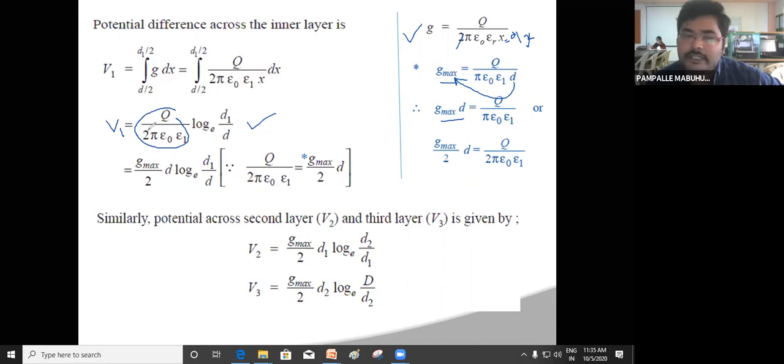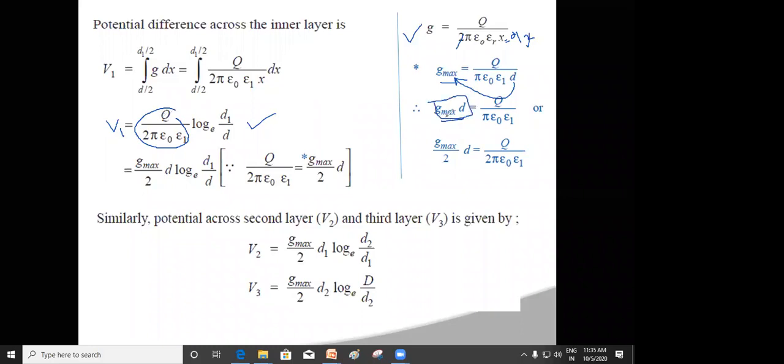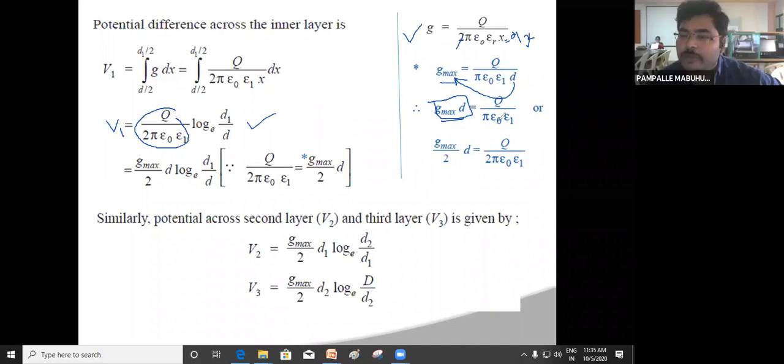So in place of Q by pi epsilon naught epsilon 1, you can write G max into d. Then the voltage equation V1 can be written as G max into d by 2 ln d1 by d. Like this you can write the potential difference for the inner layer.